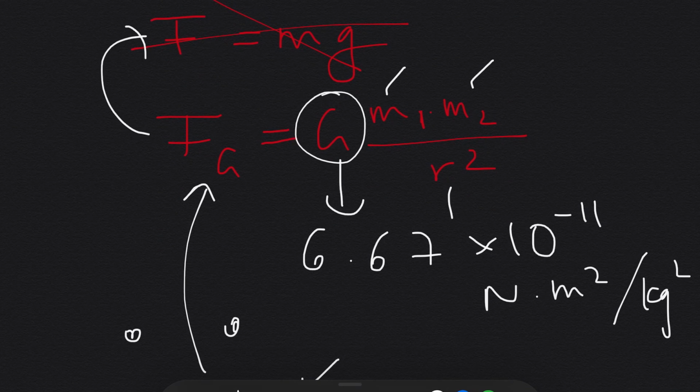All right? Now looking at this equation, how does it collapse to this one, right? How does it simplify to this specific situation? Because this was only for Earth, if you remember.